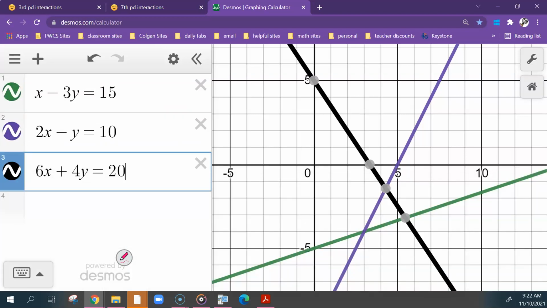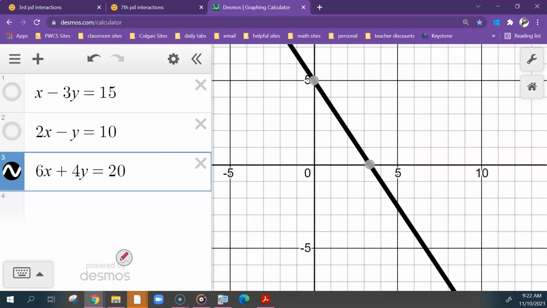So as I'm looking at these, I need all of these to have a y-intercept of 5. Only one does, so I can get rid of those two. So I can also check off the 6x plus 4y, but cross off the other two.